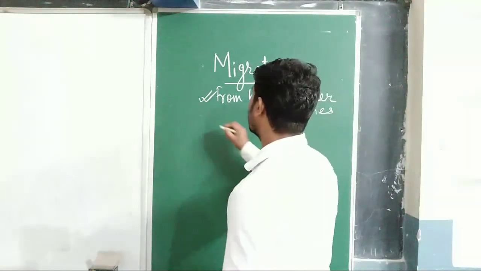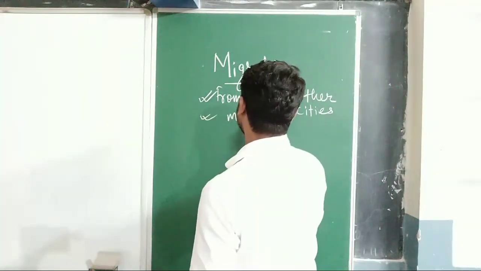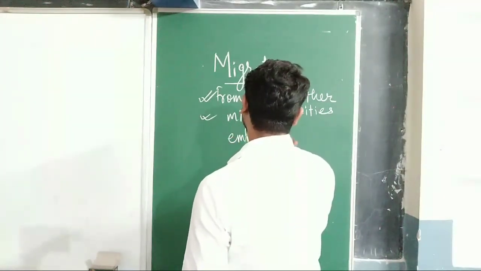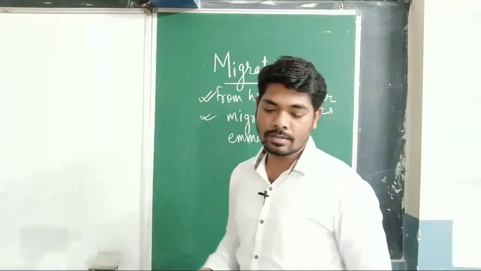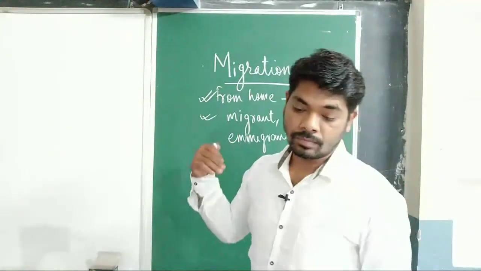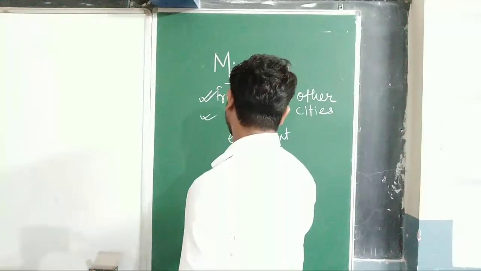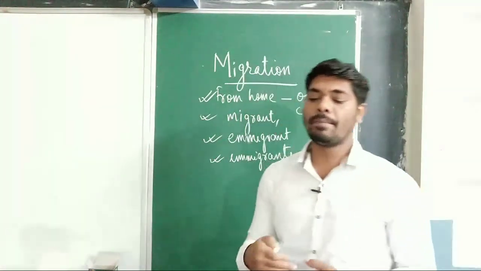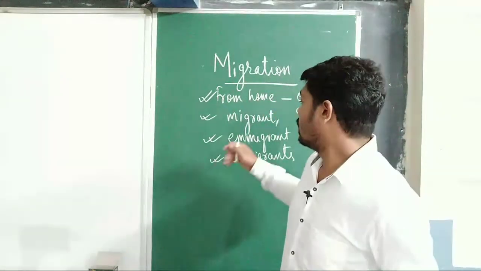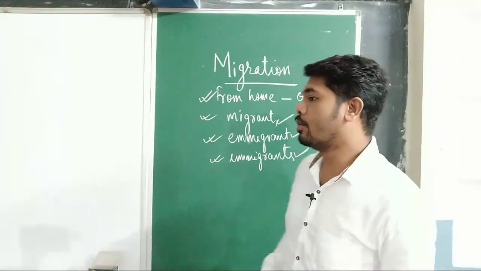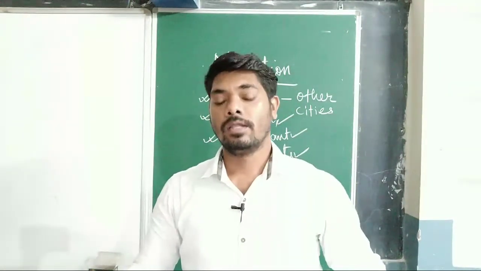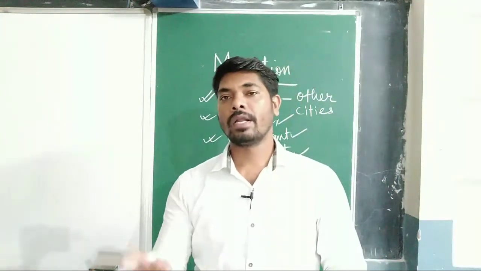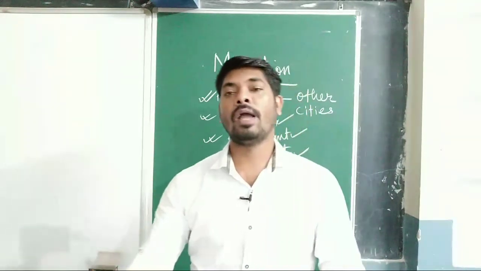So for the people who move out of a place, there are different names: migrants, emigrants, settlers, or immigrants. The action is to move from one place to another, but according to different conditions, the terms are used differently. Like we have studied in population dynamics, emigration and immigration are defined there.